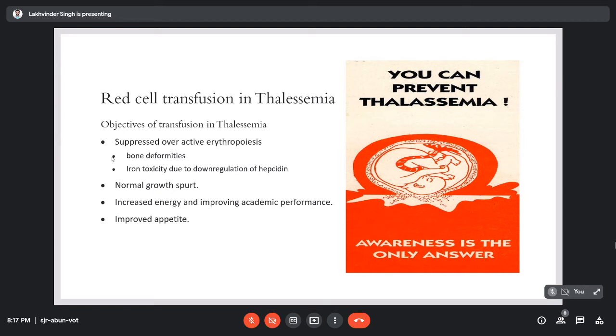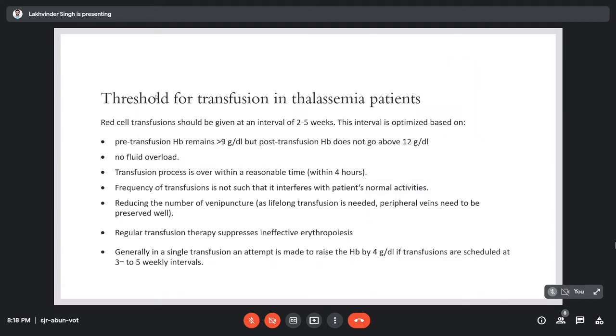So it's always better, as you can see from the picture, that you can prevent thalassemia. Awareness is the only answer, because even stem cell transplantation in India is difficult to achieve for these patients. So, the threshold for transfusing a thalassemia patient. Initially it was for the general patient. Now I'm talking about the thalassemia patient.